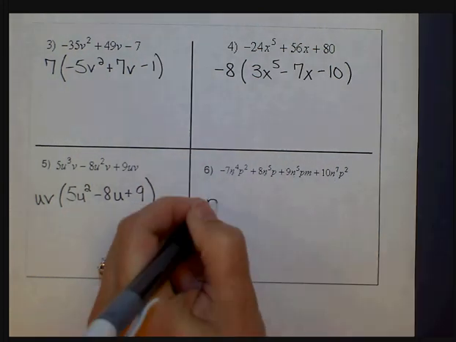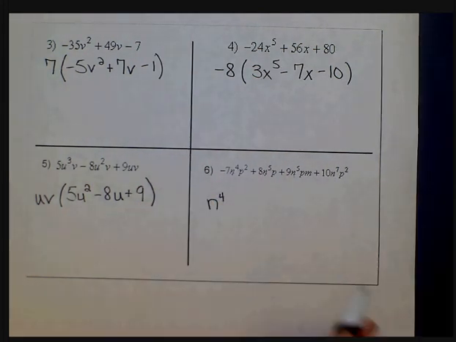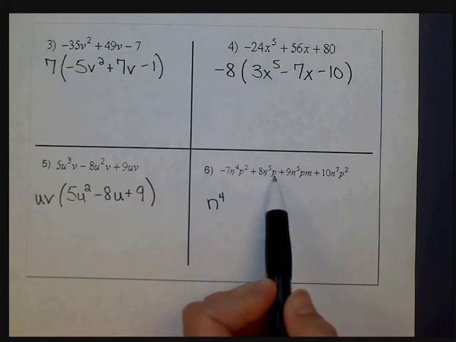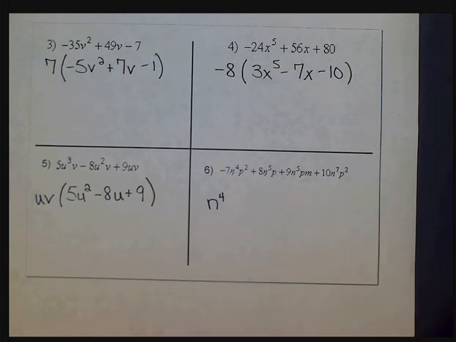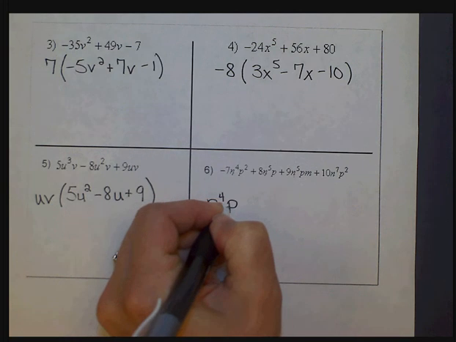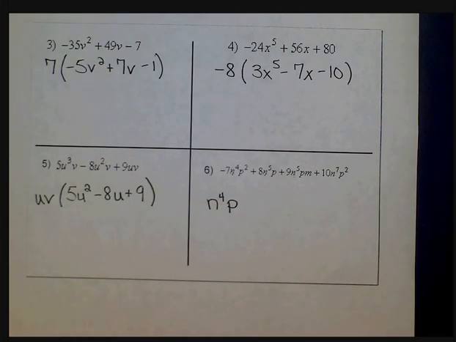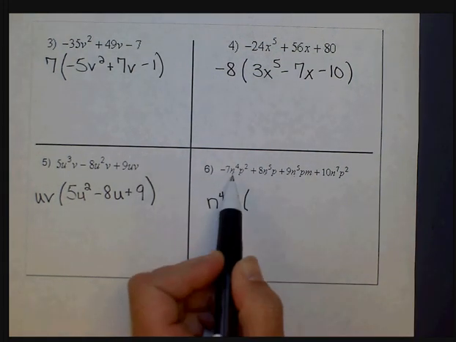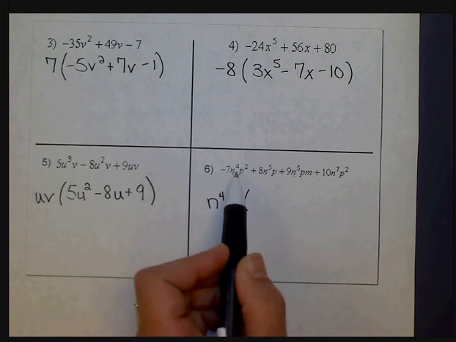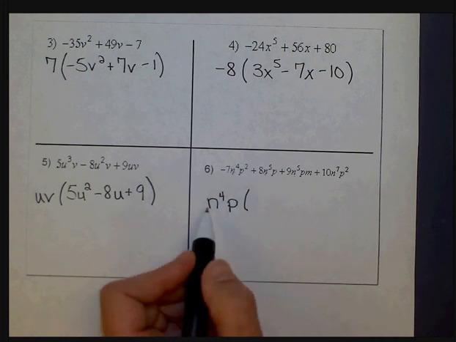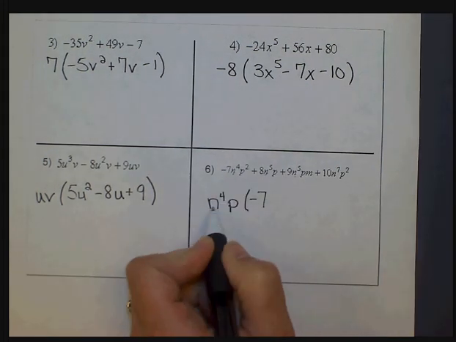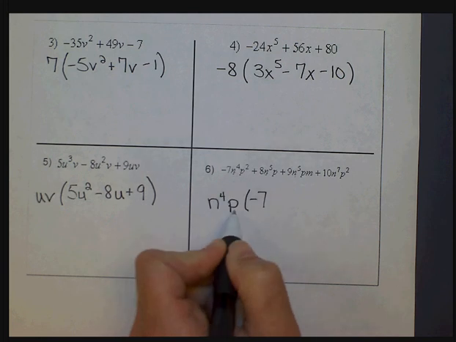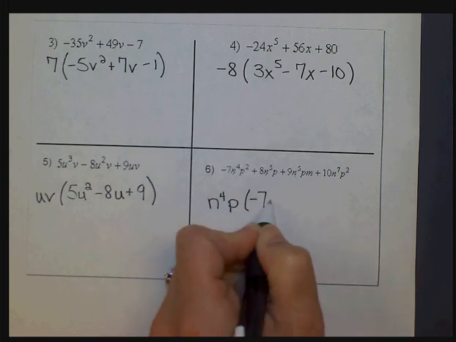So the lowest power is n to the 4th. For p's, I have a p squared, a p, and another p squared. So the lowest power of p is 1, so I pull out 1p. Now I'm ready to see what's left over. So I have n to the 4th p. What do I multiply by to get -7n to the 4th p squared? Well, 1 times -7 will give me the -7. The n to the 4th is already there. I have 1p, but I need a p squared, so I'll need a second p.